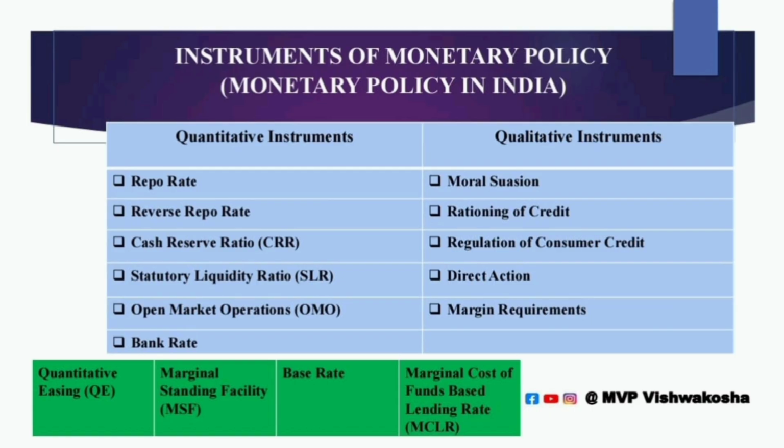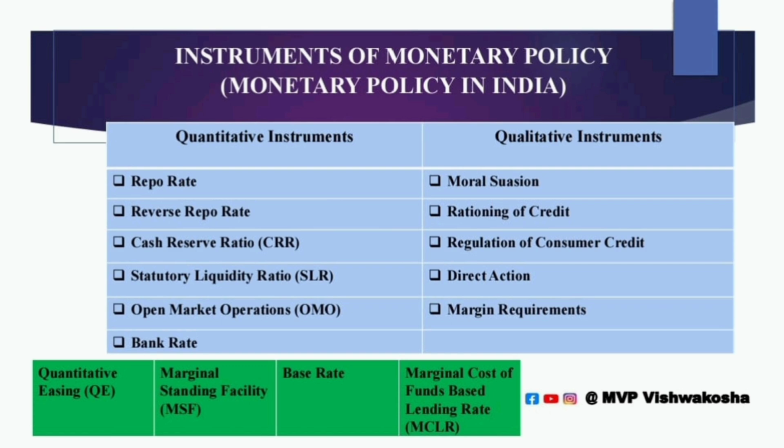The third point is regulation of consumer credit. Consumer means whoever borrows money, right? So it is control over credit offered to individuals for personal consumption, and includes restrictions on loan types, interest rates, and terms. It also ensures responsible borrowing and financial stability.